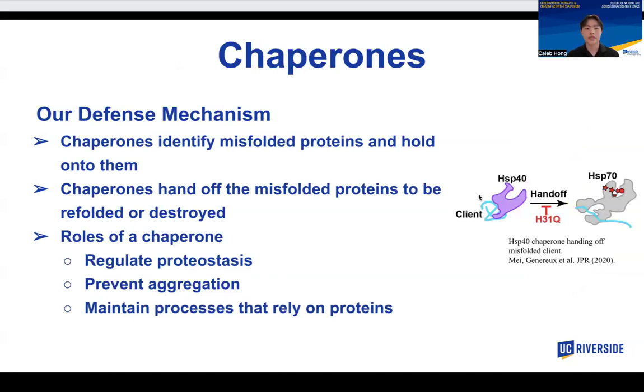Luckily, our body has a defense mechanism when it comes to misfolded proteins through chaperones. Chaperones identify misfolded proteins and bind onto them. They eventually hand them off to be either refolded or destroyed. Some of the primary roles of a chaperone are to regulate proteostasis, prevent aggregation, and maintain processes that rely on proteins. In the figure on the right, we have an HSP40 chaperone bound to a misfolded client. It eventually hands off the client to be refolded.